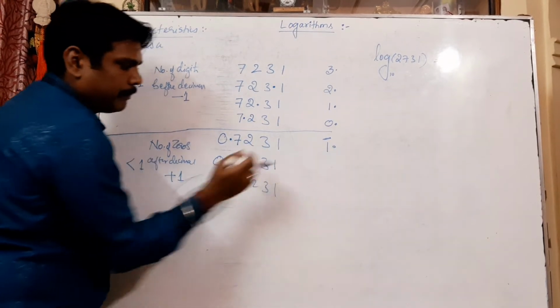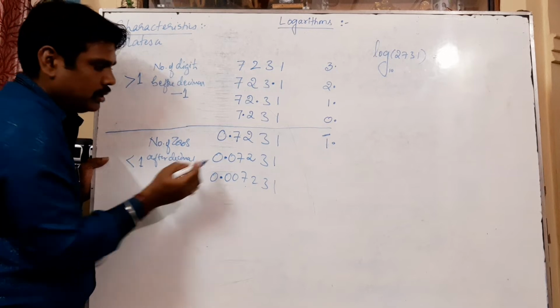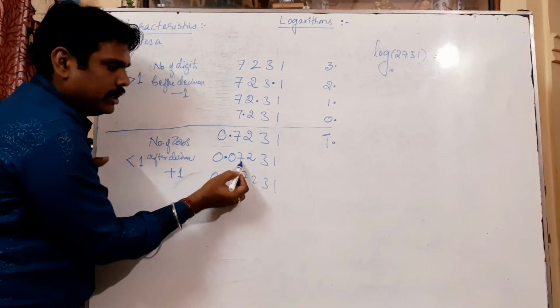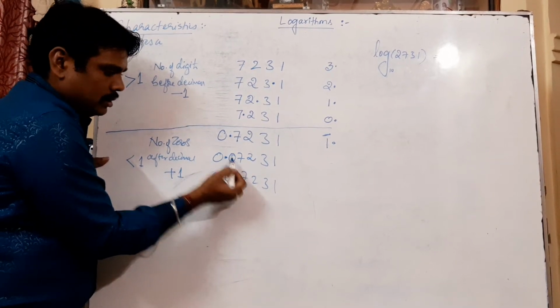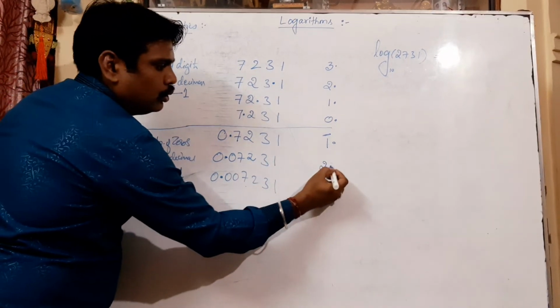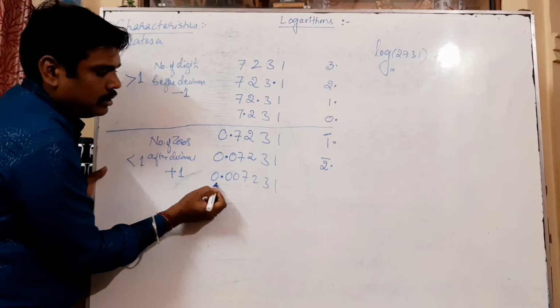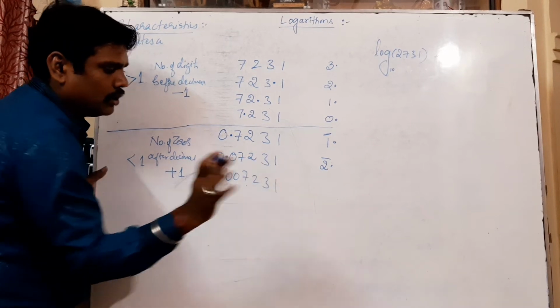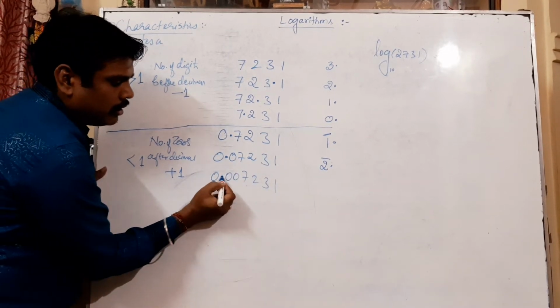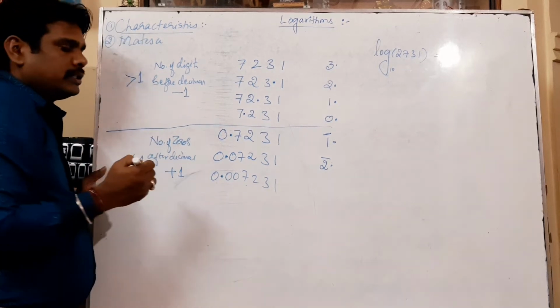0.7231. It is 1 bar. So the rule should be: count the number of zeros and add 1 to that. How many zeros are there between the decimal point and the first non-zero digit here? Only 1, no? So 1 plus 1 is 2. 2 bar. How many zeros here? Don't count this 0, or any zeros before the decimal. You count the number of zeros after the decimal, before the non-zero digit.